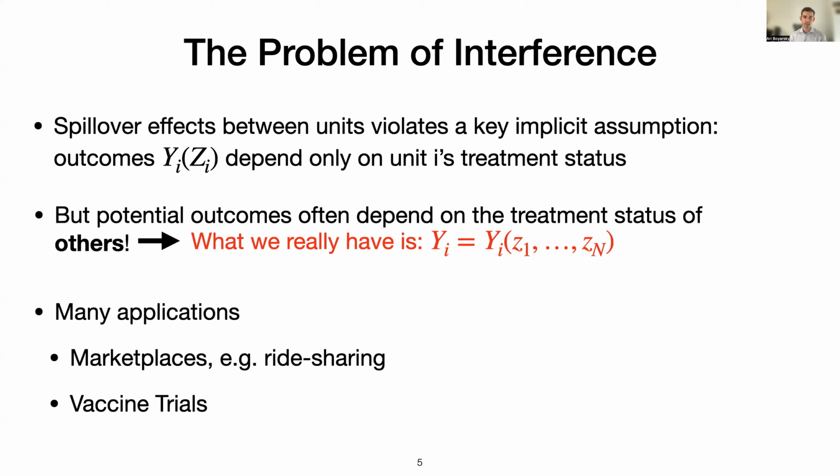For instance, in marketplaces like ride-sharing platforms, this could happen if you incentivize more drivers to drive and they cannibalize the demand of new drivers, for instance. And so it's hard to know if your incentive is actually working or not. It also happens in vaccine trials, where there might be spillover effects if treated and control individuals interact.